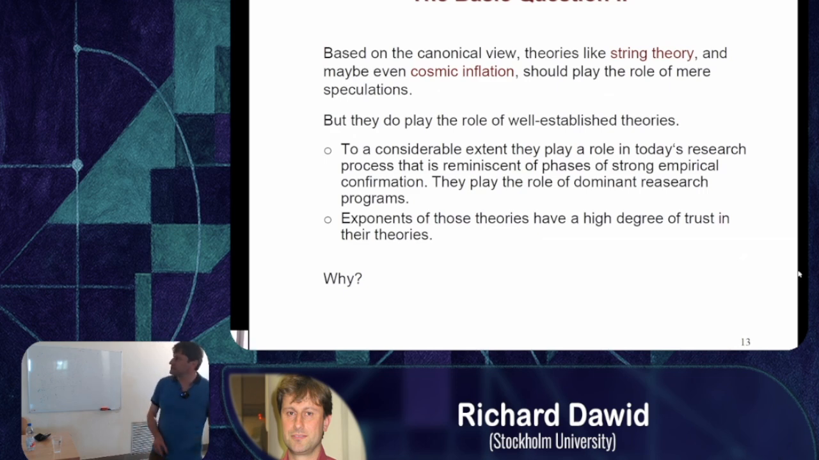So we have two questions. One is the question, okay, maybe something is fundamentally wrong. The second question is, okay, but exponents of those theories seem to think that they have reasons to think that they are on the right track. So how does one balance those two points?